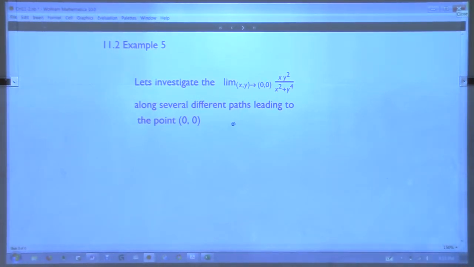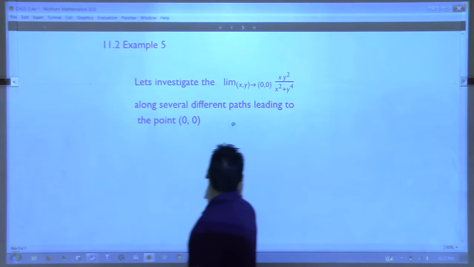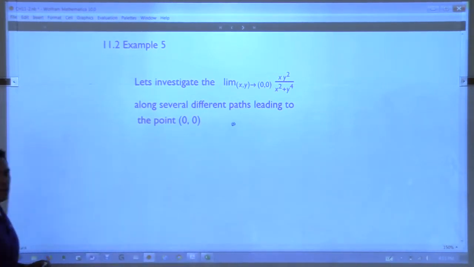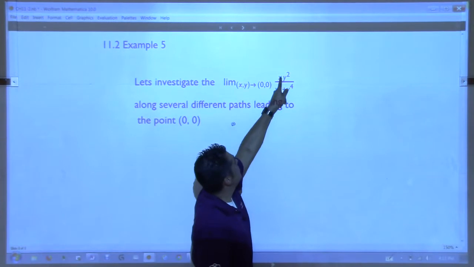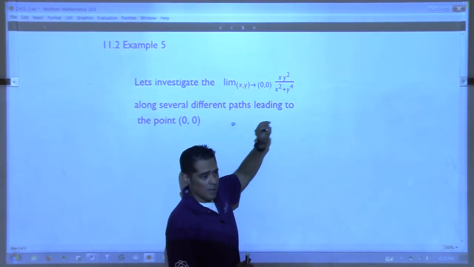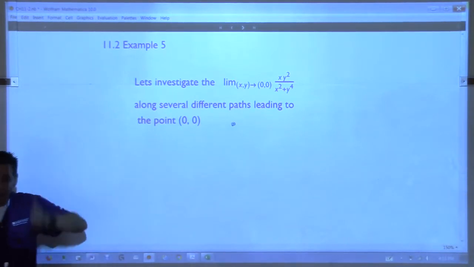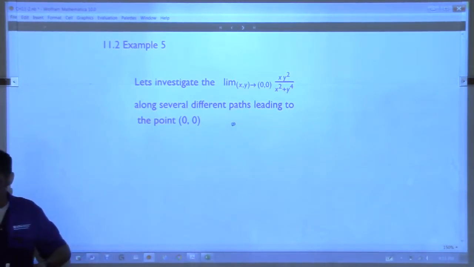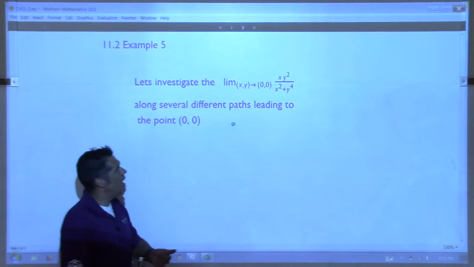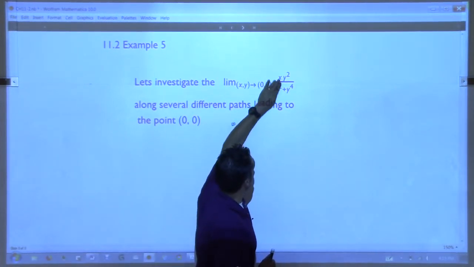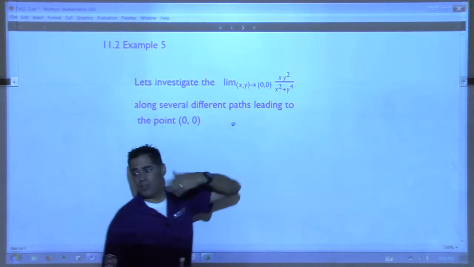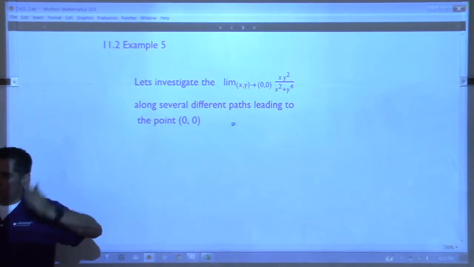What about this one? Okay, maybe we can go through this one faster. What if we go in along the x-axis? That means y is 0, right? If y is 0, the top is 0 and the bottom is x squared, and that'll give us 0. Okay? What if we come in along the y-axis? That means x is 0. Okay, if x is 0, we'll have 0 over y to the 4th, which is still 0. So both coming in the x and the y-axis don't work.